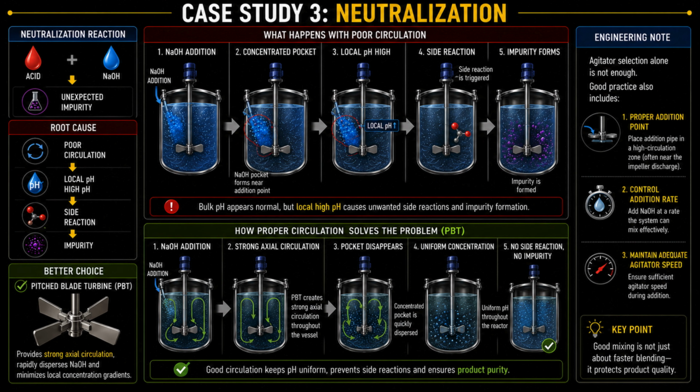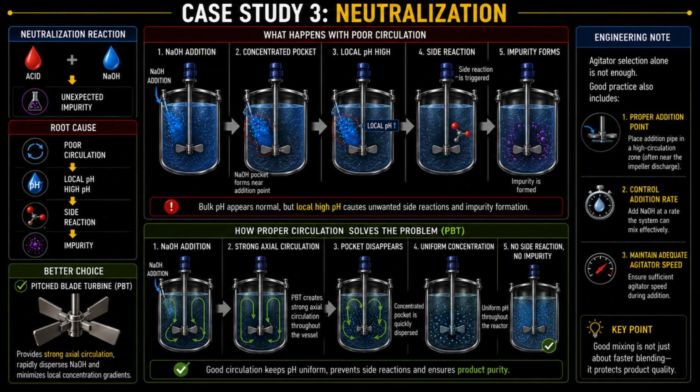Now let's look at another common plant problem. A neutralization reaction is carried out in a large reactor. The bulk pH appears normal. Yet the laboratory reports an unexpected impurity. How can that happen? The problem is often poor circulation.